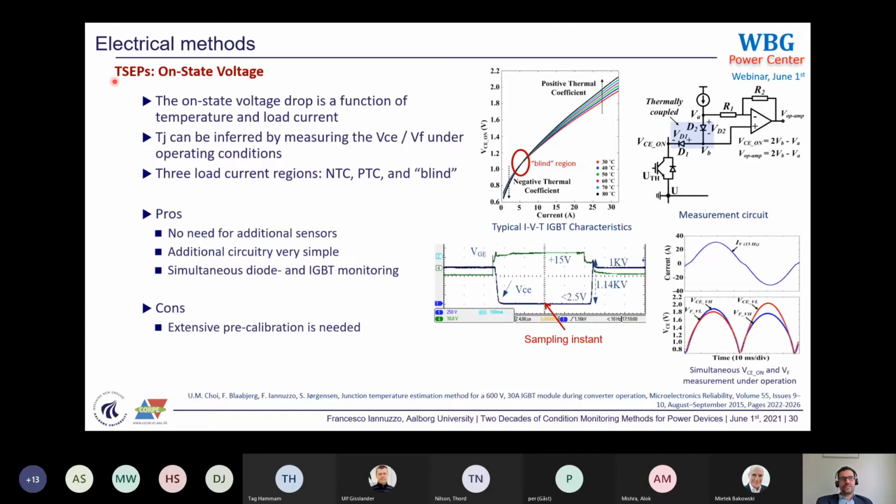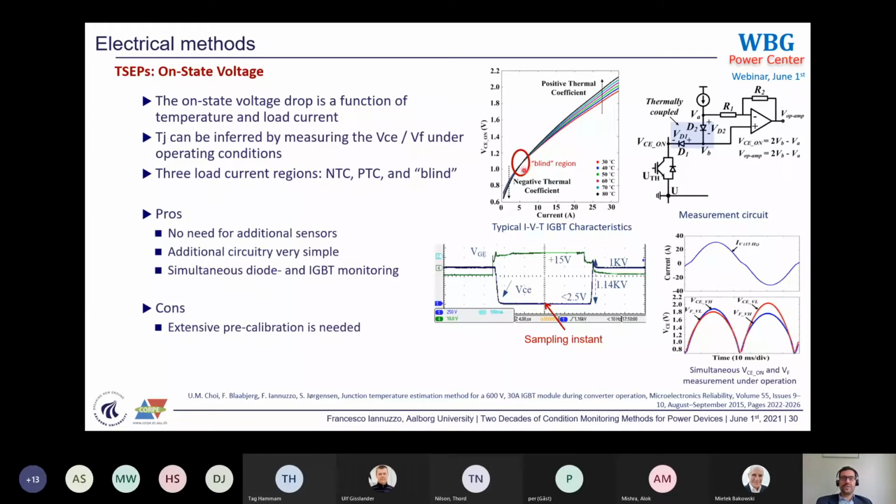TSEPs, temperature sensitive electrical parameters. There are so many. I could just find an excerpt of them, just a selection of them. On-state voltage. You may know, you may not, that most semiconductors, like IGBTs, have a temperature dependent on-state voltage drop. Like in this case, this is VCE on, and this is current.